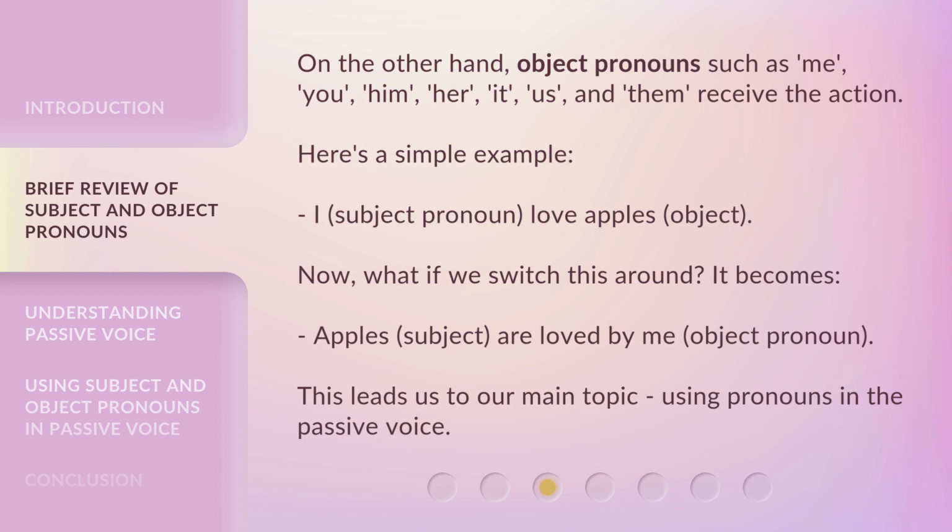Here's a simple example. I, subject pronoun, love apples, object. Now, what if we switch this around? It becomes apples, subject, are loved by me, object pronoun. This leads us to our main topic, using pronouns in the passive voice.